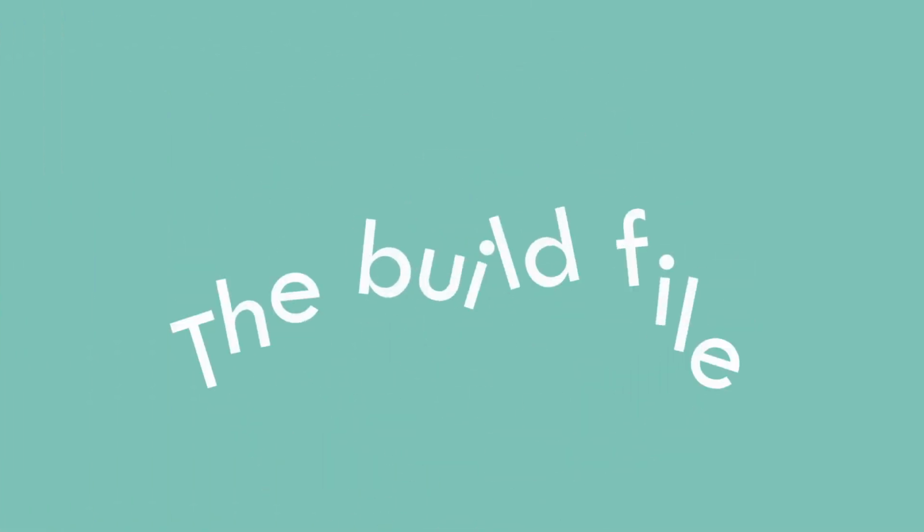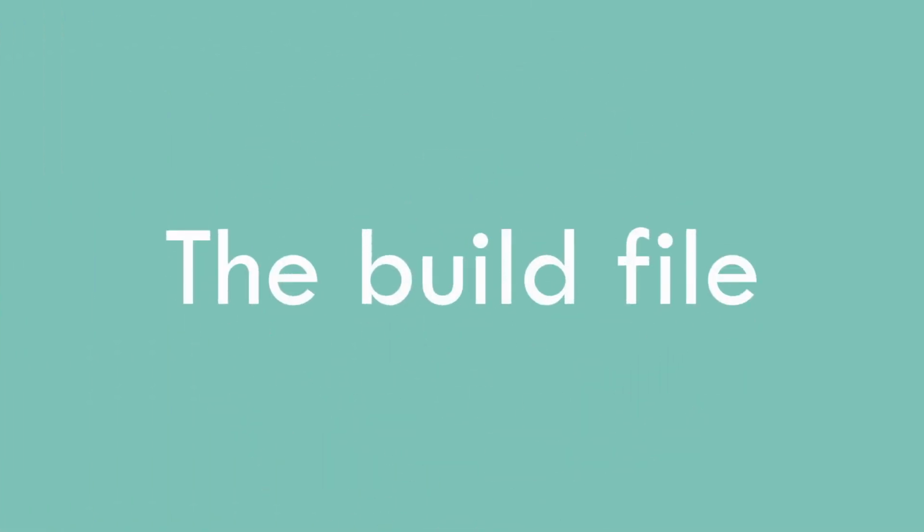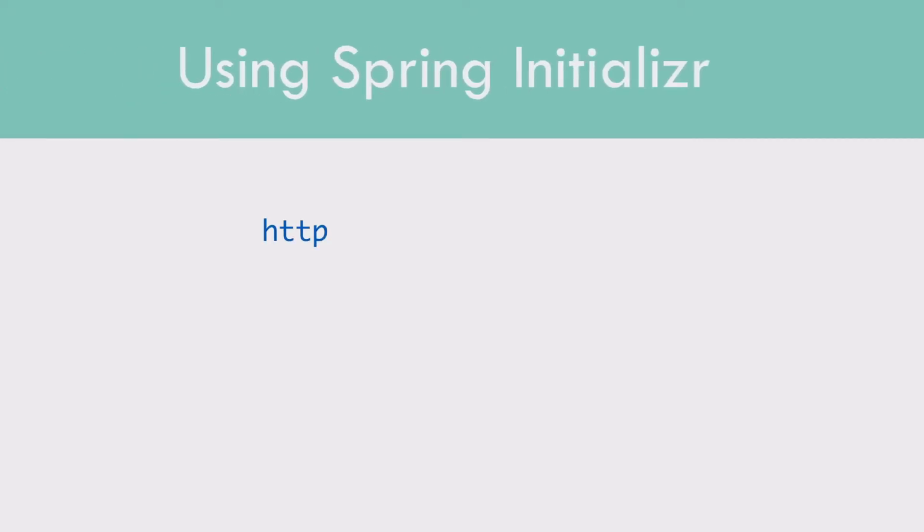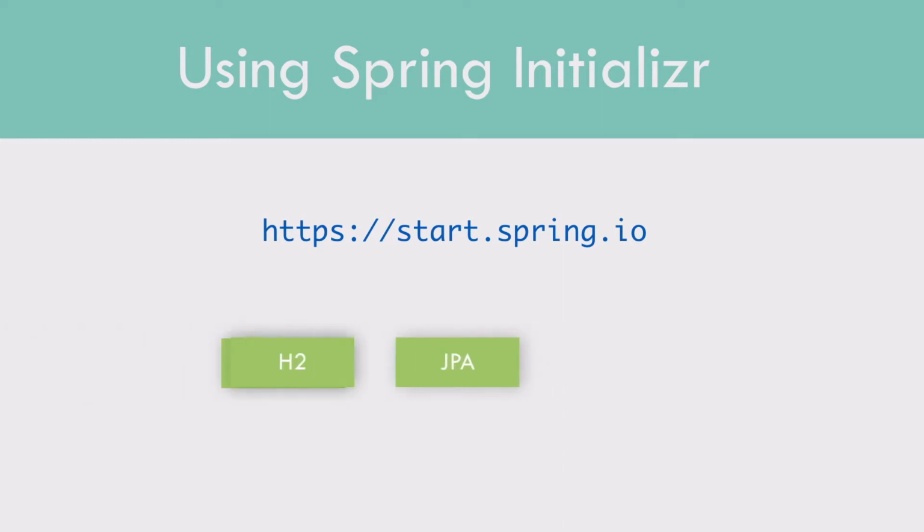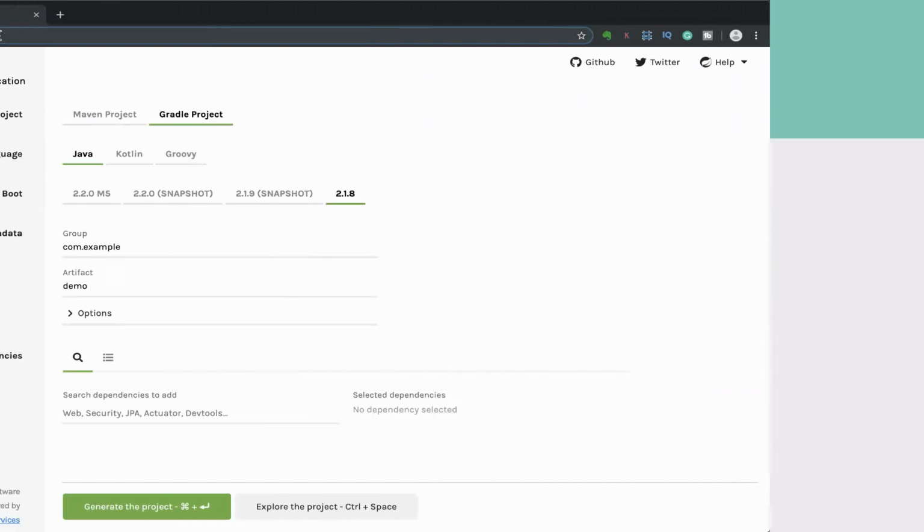Creating the build file. You can do this in a couple of ways. The easiest is to use the Spring Initializr. Go to start.spring.io and add the Spring Boot Starter dependencies that you want, Web, JPA, and H2 for this project, and generate the project. Simple, but let's see how to do it.